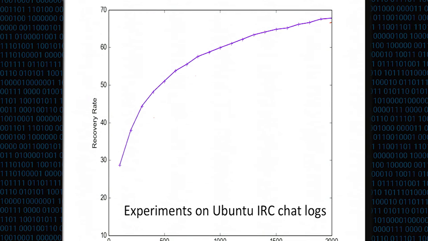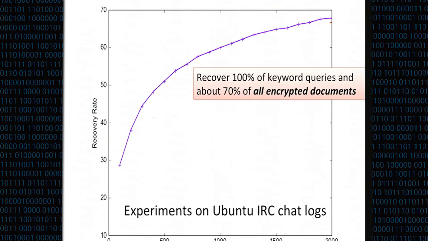So we start at 100 queries, and as we move up to about 2,000 queries, we see that the recovery rate, in terms of the number of keywords recovered as a percentage of the overall number of keywords in all the documents, goes from a little under 30% all the way up to about 70% with only 2,000 simulated queries. Our attack dictionary also contained every query that was sampled, so we were able to recover 100% of the keyword queries.